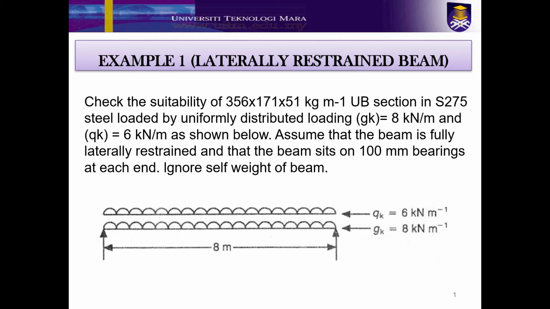The question requires us to check the suitability of a 356 x 171 x 51 kg/m UB section. The grade of the steel beam is S275. The beam is being loaded by 8 kN per meter and 6 kN per meter of permanent and variable actions respectively. Here the question assumes that the beam is fully laterally restrained, which means the top flange of the beam is being restrained by a slab. The beam is sitting on 100 mm bearings at each end.